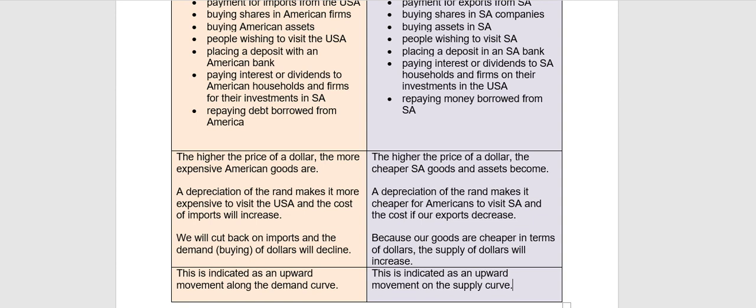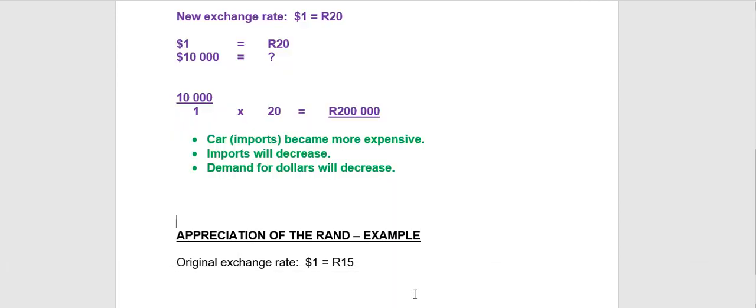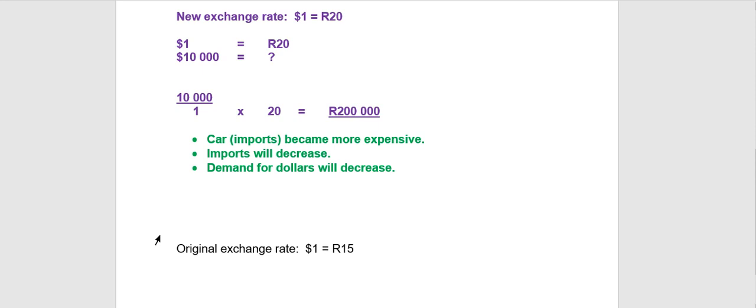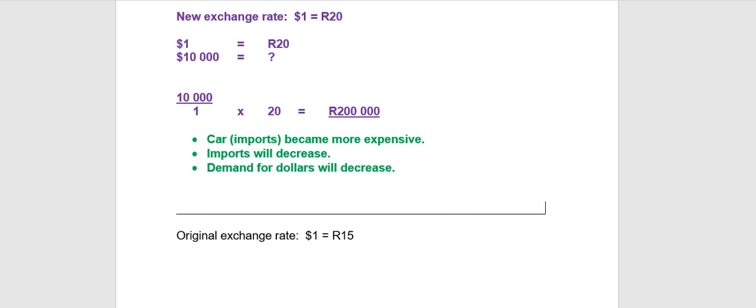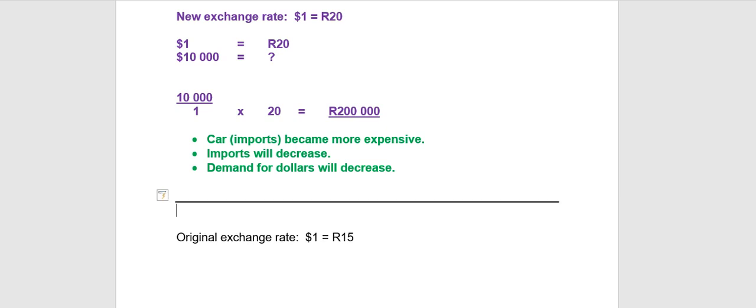So if we just look at that example, I'm just going to change this. Obviously we are now looking at it from the other side. So we're going to go back again and we're going to say the original exchange rate is $1 equals 15 rand. That is the end of that first example. Then we're going to just start another example. That is my original exchange rate.